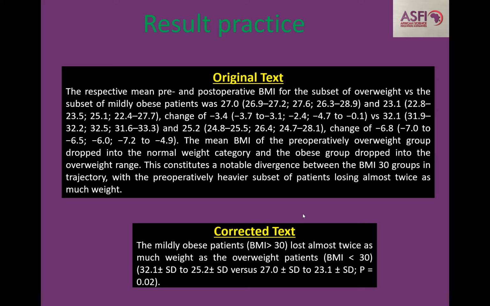All right. But now what is happening here is, look at the amount of text, and much of what is here is data. And then on the interpretive side, they make it even more difficult by writing too much. So the message they want to pass here is that the mildly obese patients lost almost twice as much weight as the overweight patients. That is the interpretation of the data they have there. But they ended up confusing themselves, thinking that they can confuse us. They don't know we are smarter. At least we have gone through this course, so we can pick them out.